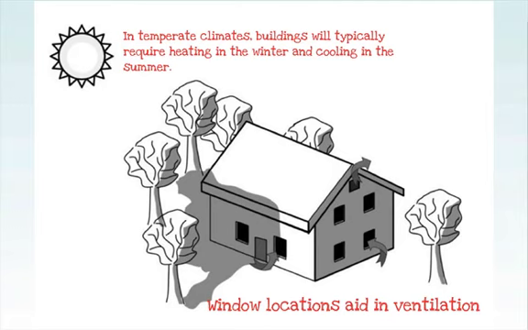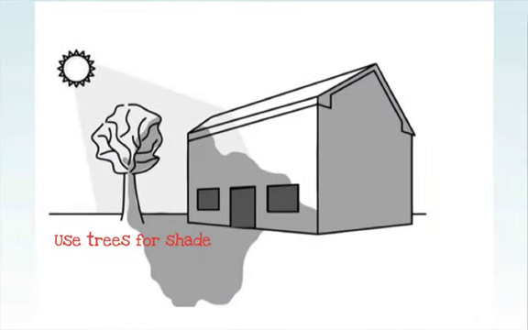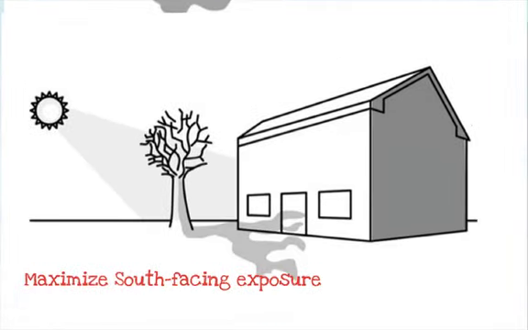In temperate climates, buildings will typically require heating in the winter and cooling in the summer. South-facing walls should be maximized, with shade covering the east and west exposures. Building orientation and landscaping can create shade, and window locations can aid in ventilation. Here you can see in the summertime, a deciduous tree is full of leaves and it blocks some of the extra heat from the sun. Whereas in the wintertime, the leaves fall off and it opens up the space and the sun's able to hit the home, and the home can absorb the sun's rays when it's most needed.